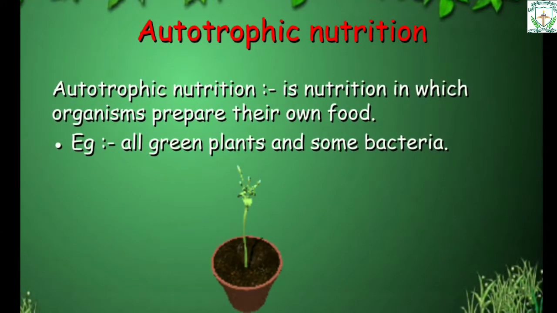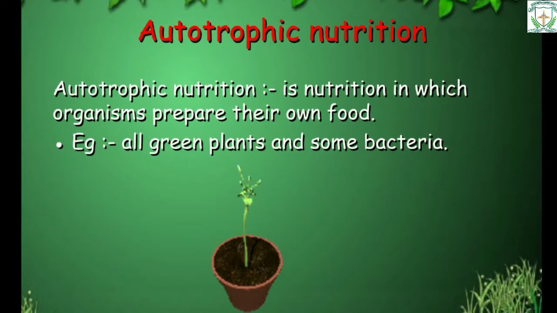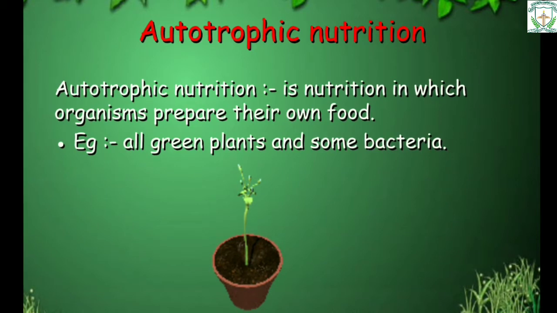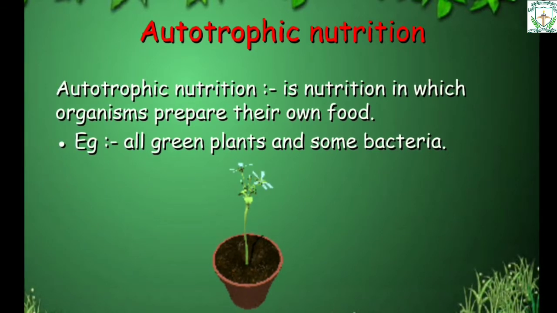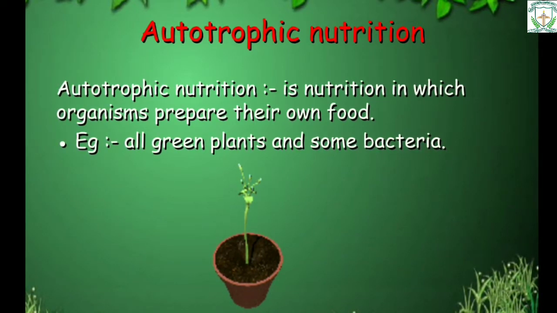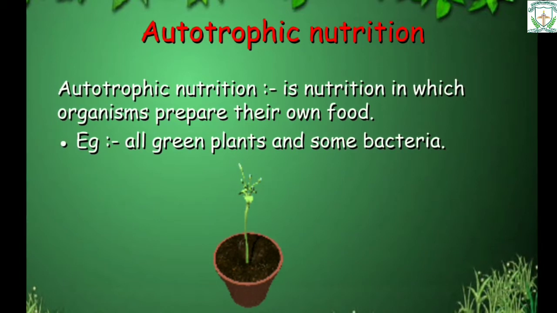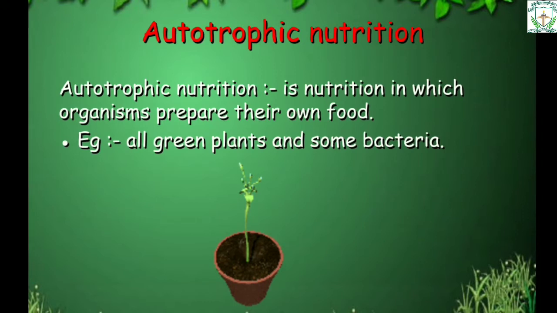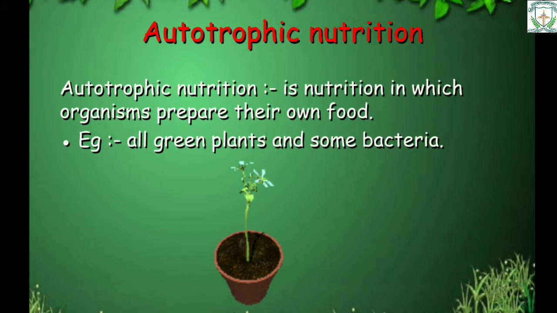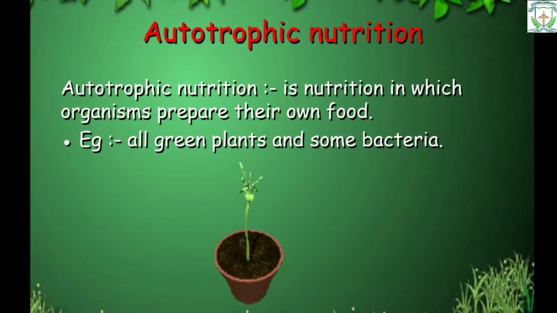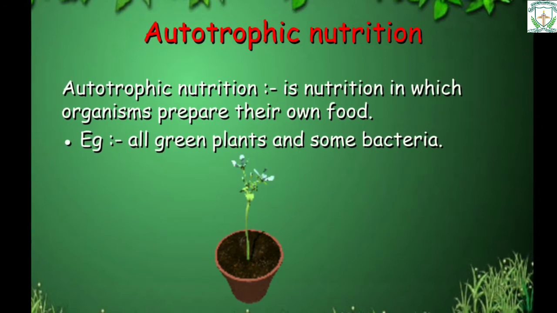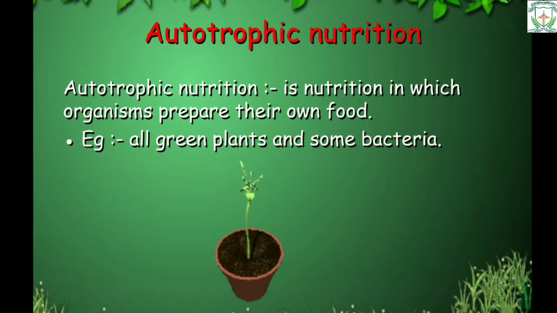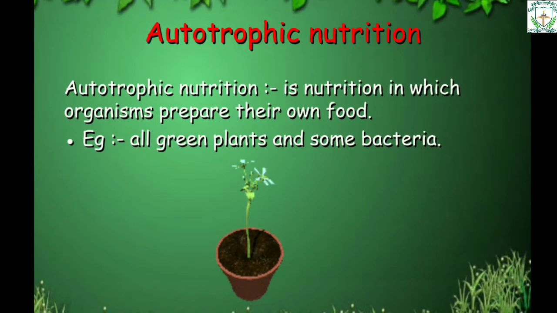Children, what is this autotrophic nutrition then? As the name indicates, auto means self. That means organisms which prepare their own food. This mode of nutrition is called autotrophic nutrition. All green plants are autotrophs and some bacteria like blue-green algae are examples of autotrophs. So autotrophic nutrition is nothing but the organism preparing its own food.